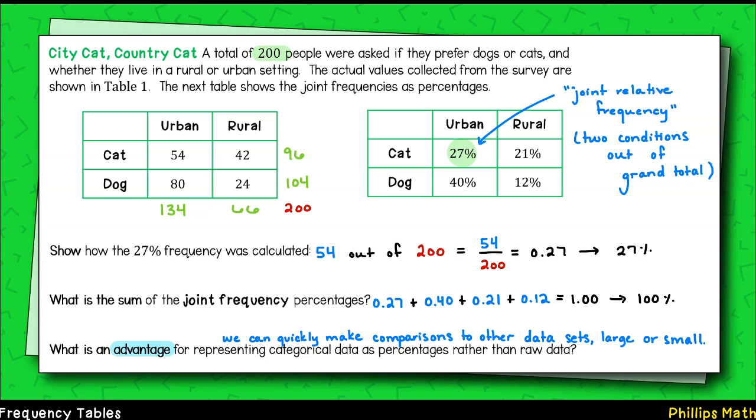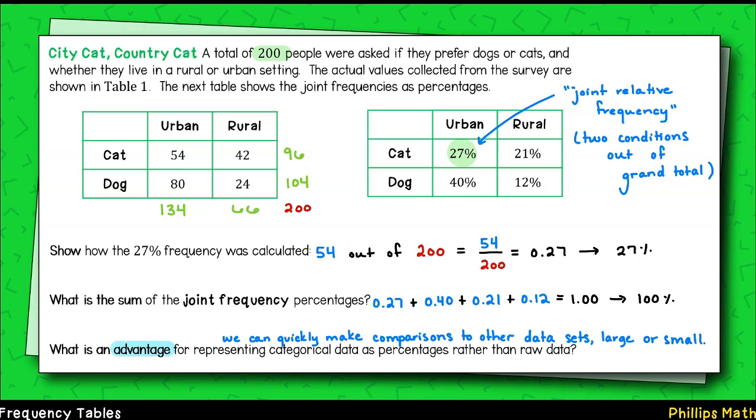These percentages on the right-hand table are referred to as joint relative frequencies. There are two conditions that apply: the setting, urban and rural, and the type of pet, cat or dog. They are called relative frequencies because they've been converted to percentages. All the joint relative frequencies in the table should sum up to 100%, meaning we are representing 100% of the survey results as we did in the original frequency table.